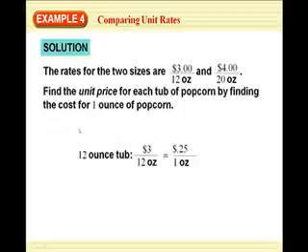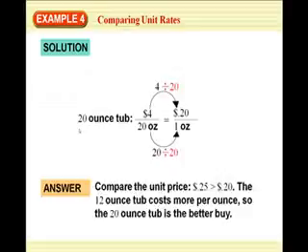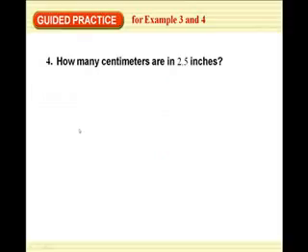The unit rates again. And they're doing it, is that the same? We got the unit rate to $1, they got the ounces. They did it per ounce, we did it for each dollar. It doesn't matter, they will come out the same. Okay, so the 12-ounce tub costs more per ounce, so the 20-ounce tub is the better buy. That's what we came up with.